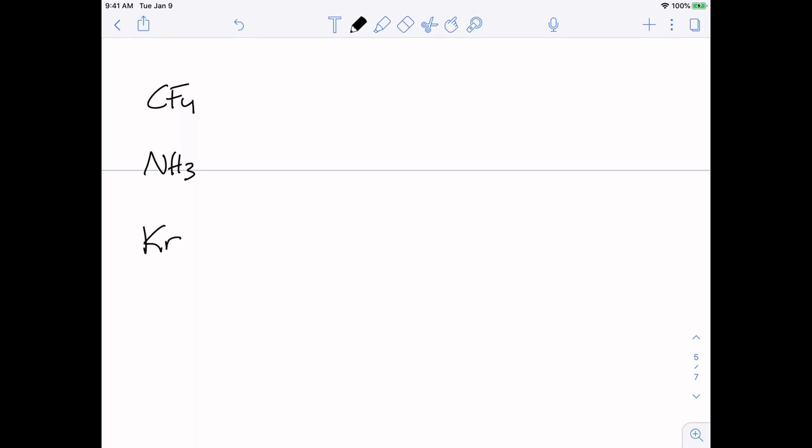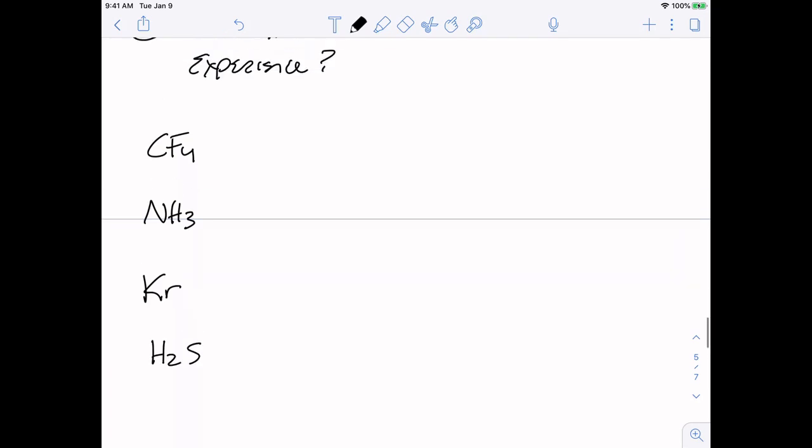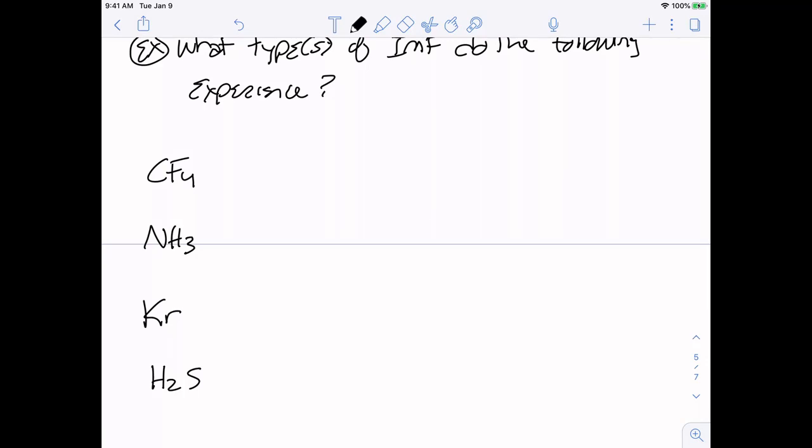Krypton. I'm just making stuff up here. And H2S. So the first thing we really need to do is determine if they're polar or non-polar, right? You could just write down and for sure do this. If you can't determine if they're polar or non-polar, remember all of them are going to have London dispersion forces. I won't give you something that doesn't have electrons like hydrogen with a positive charge. Just write down London dispersion forces because you'll get some credit for it. We're not going to do that though. We're going to do the whole thing.